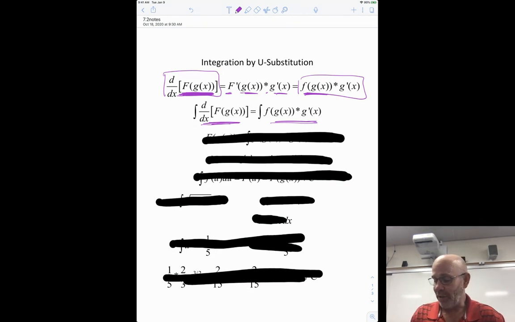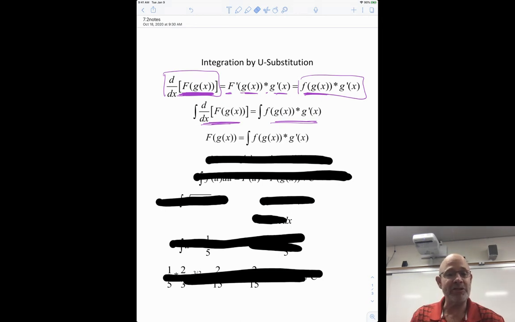So I'm just integrating both sides right now. So the integral of the derivative of big F of g of x equals the integral of f of g of x times g prime of x. So I'm taking my chain rule, and I'm working backwards. The integral of the derivative of big F is just big F. I just left the other side alone, notice.